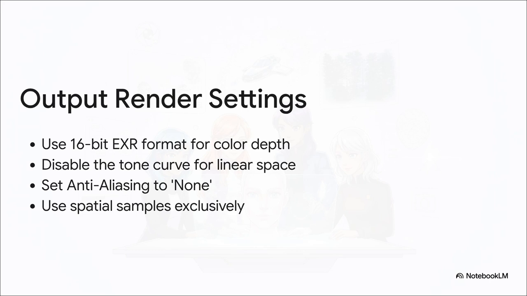Finally, we've got to dial in the exact output. We render in a 16-bit EXR format with the tone curve completely disabled. This gives us massive color depth in linear space, which is essential for professional color grading. But listen up, because here is the most critical setting for our frozen time effect. We specifically use spatial samples, and we turn temporal samples all the way down to 1. Temporal samples calculate motion over time, which naturally creates blur. By completely disabling them and setting anti-aliasing to none, we guarantee zero motion blur. That's how our frozen raindrops remain perfectly crisp, just like suspended glass.